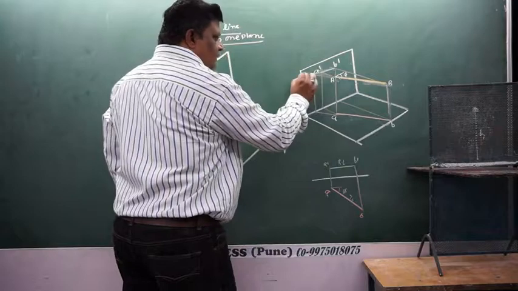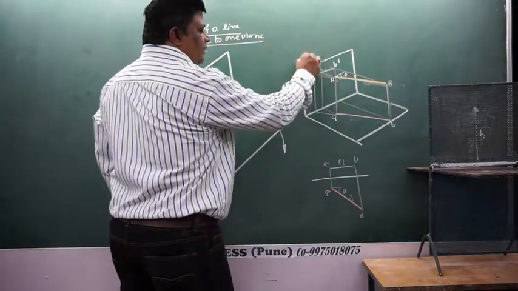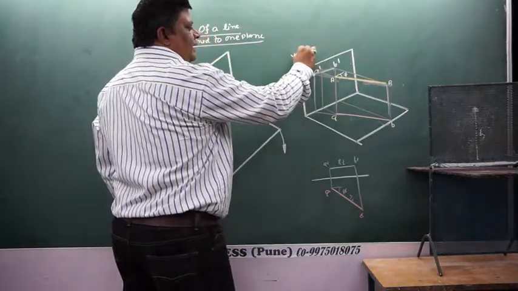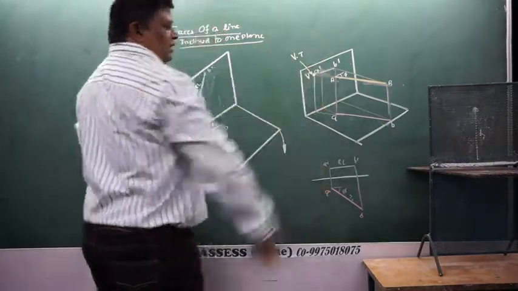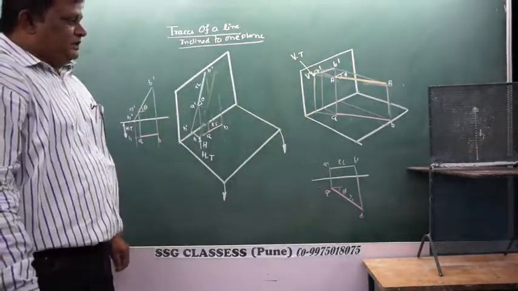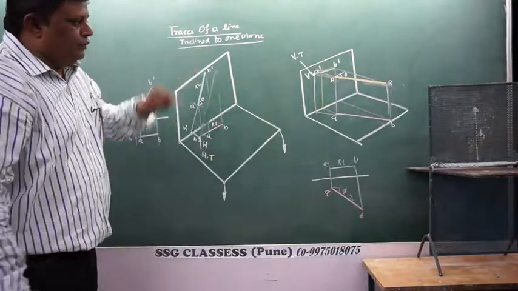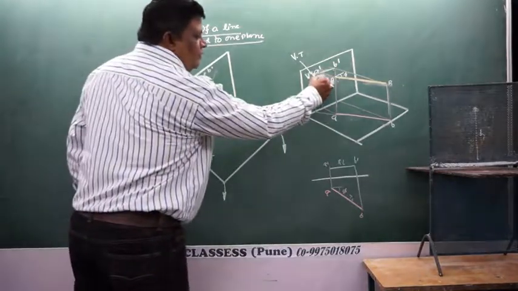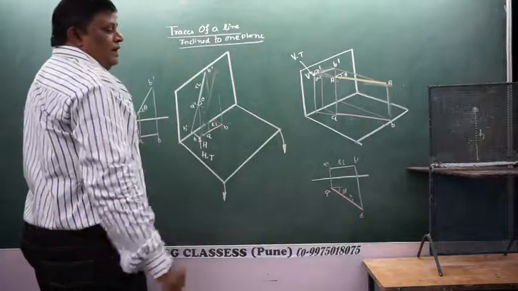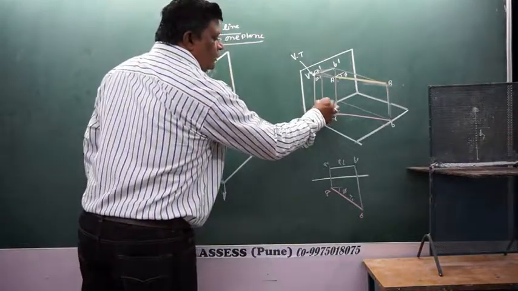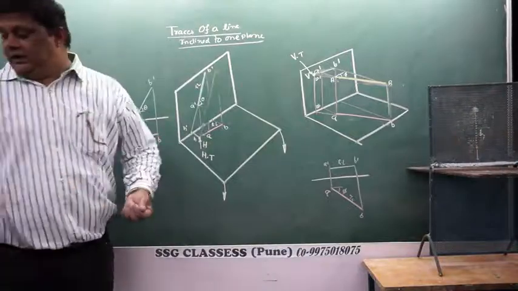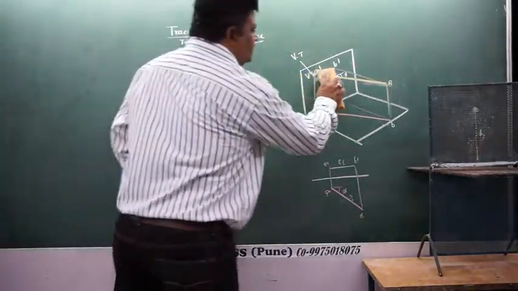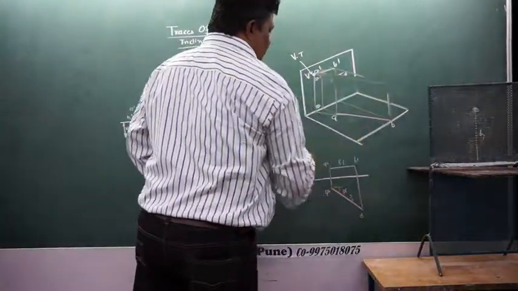Where it intersects the VP, that point will be nothing else but the vertical trace, given by capital V. This capital V will have two views: one as the front view out here, one as the top view out here. Done? Now if I remove the line from here, that is, the original line is now removed, only the projections are left.